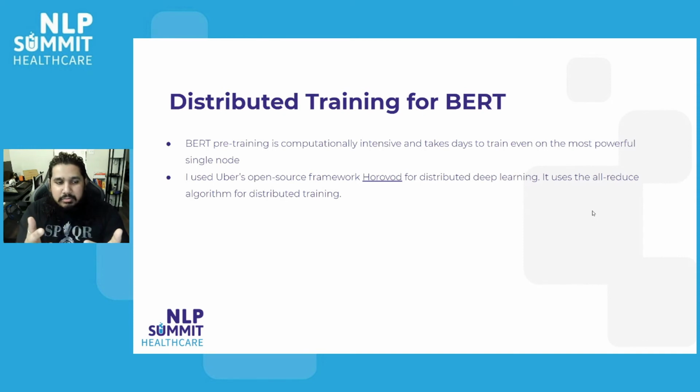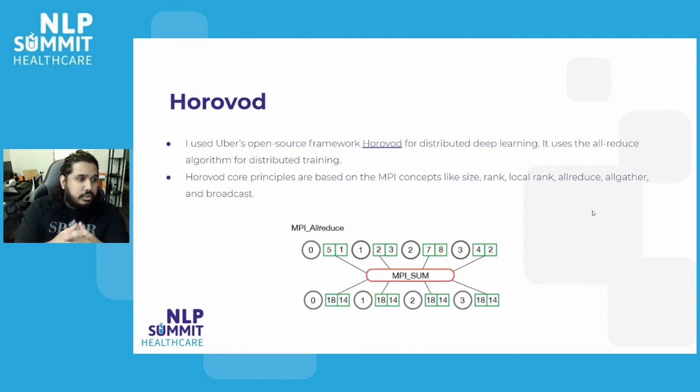There are some popular platforms and libraries that allow you to do distributed training. And for my application, I went with Horovod. So what is Horovod? Horovod is a framework open sourced by Uber for distributed deep learning. Horovod's core principles are based on the MPI concepts like size, rank, local rank, all-reduce, all-gather, and broadcast. Here, MPI stands for Message Passing Interface, which is a standardized and portable message passing standard.